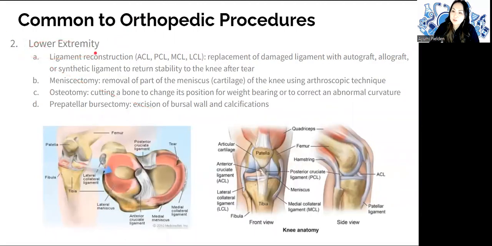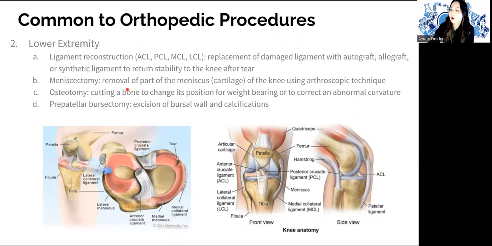So let's talk about lower extremity procedures like ligament reconstruction. Again, you don't really need to know all these ligaments. Just know the general care of orthopedic patients for the sake of CPAN. But if you work in the orthopedic area, you do need to know which ligament was replaced. It's usually the result of a sports injury. It is the replacement of a damaged ligament with an autograft, meaning their own ligament, or an allograft, a graft taken from a genetically similar species, or a synthetic ligament to return stability to the knee after a tear.